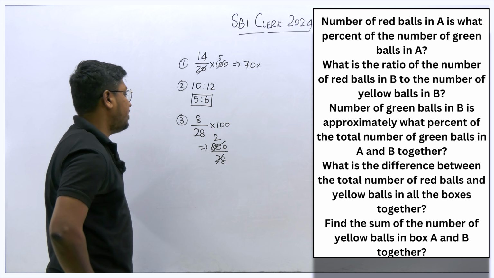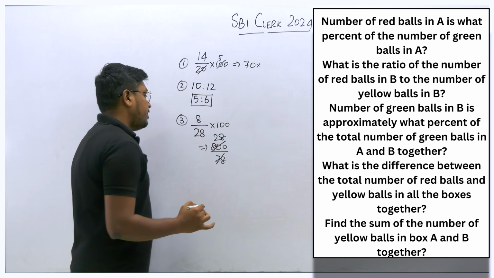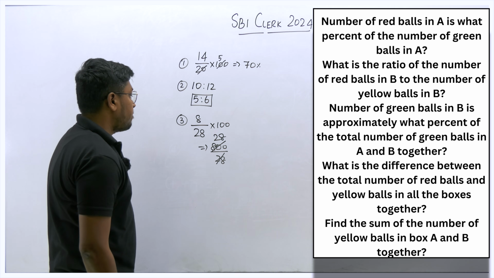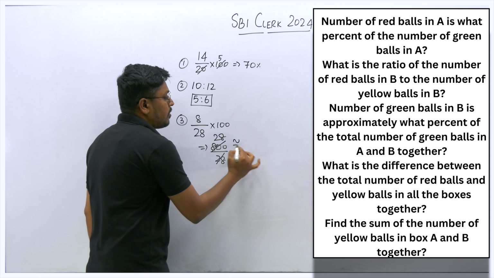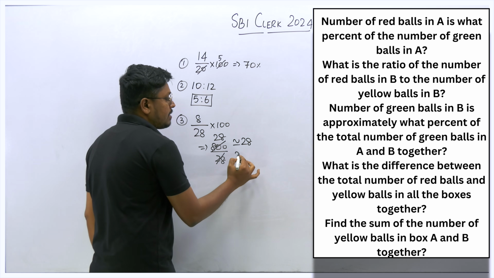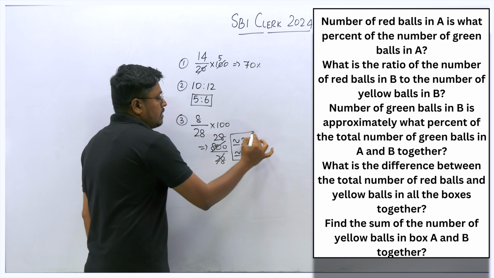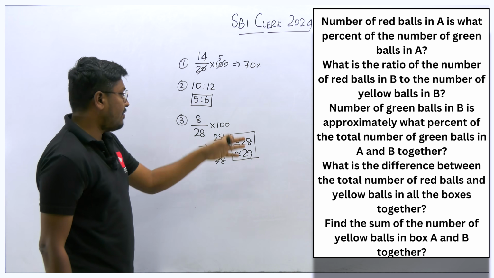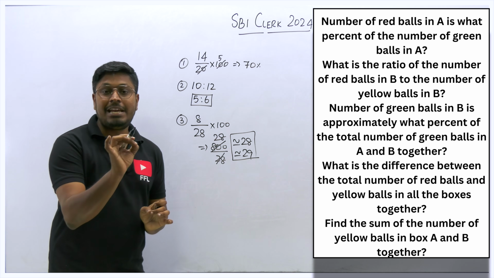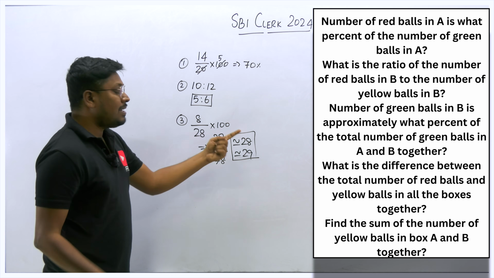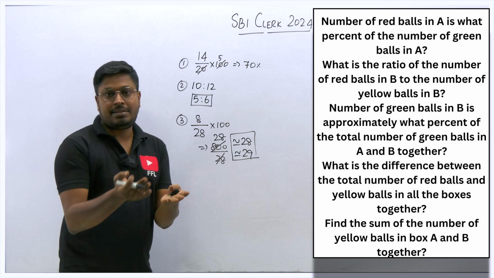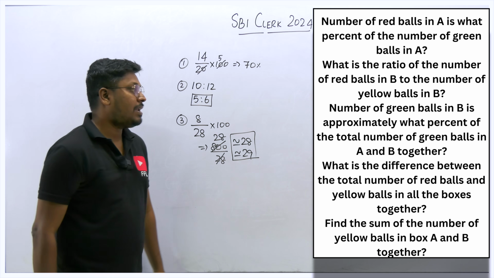9 2s are 18, 20, 28. Okay, we need to find an approximate answer. So based upon the options, we can say 28 approximately or else 29. I don't have an exact option. We are getting in the range of 28.5 something. I'm getting 28.5. So based upon the options, either it can be 28 or 29.